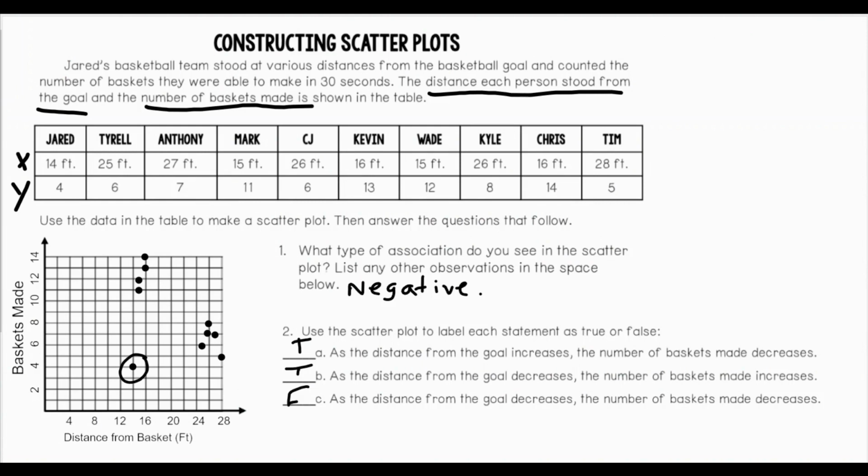This point is an outlier because if we shoot from 14 feet, we would expect to be in this cluster, making about 11 to 14 baskets. Jared only made 4, meaning he does not fit the overall trend of our data, and he is an outlier.